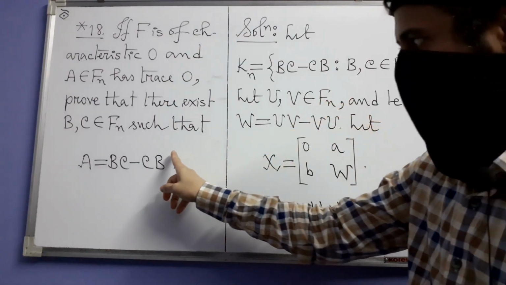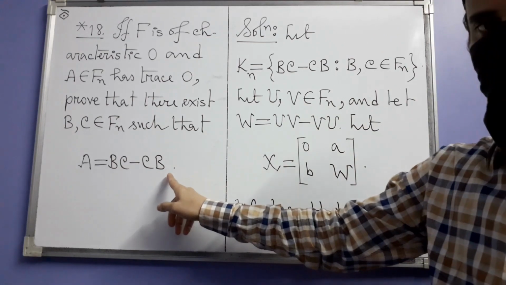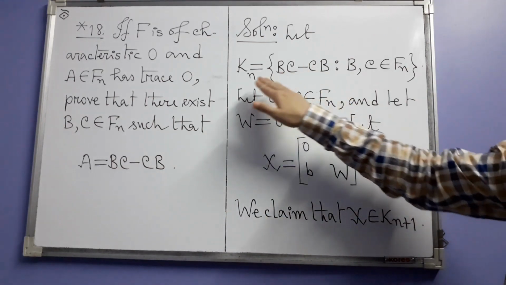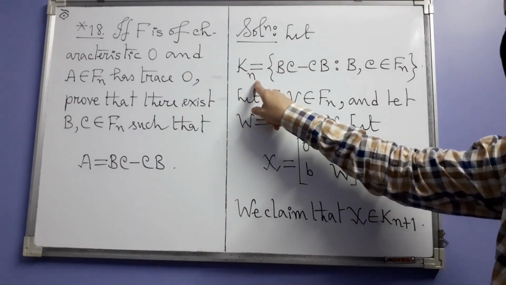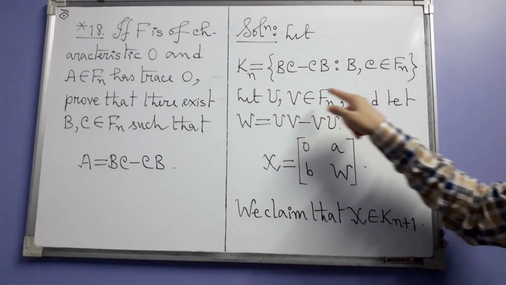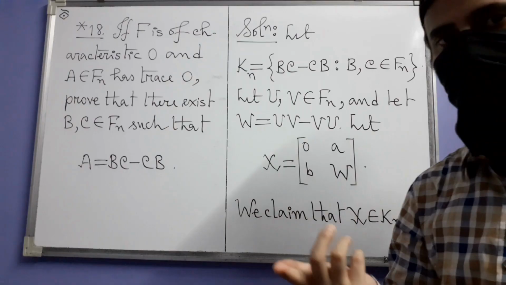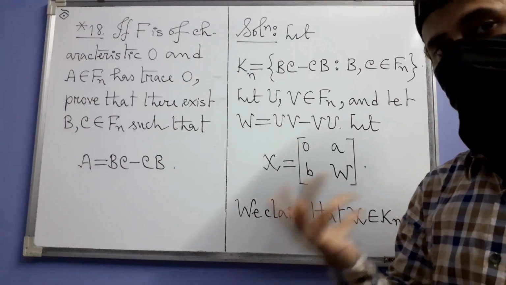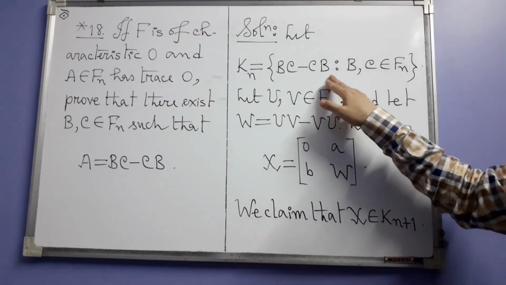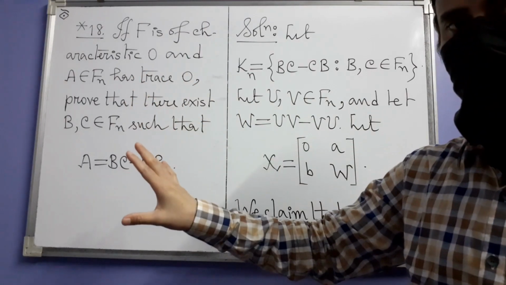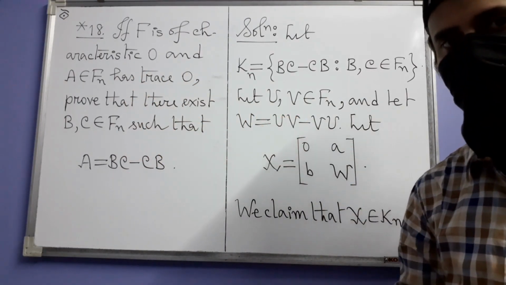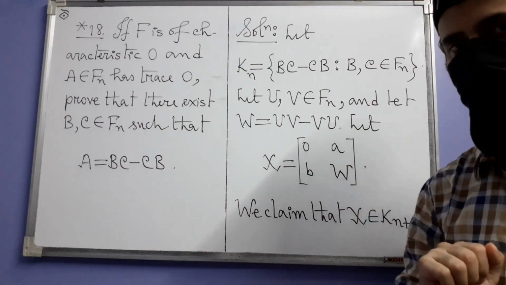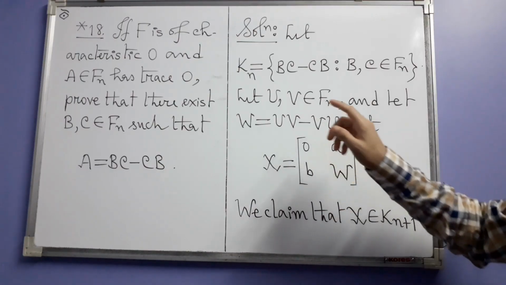Let us collect all matrices of this form BC minus CB and call that collection Kn. We write the suffix n here to emphasize that we are dealing with n by n matrices because we are going to change n. Although n is fixed here, we are going to eventually apply a kind of induction in which we will have to change n, that is why. Alright.